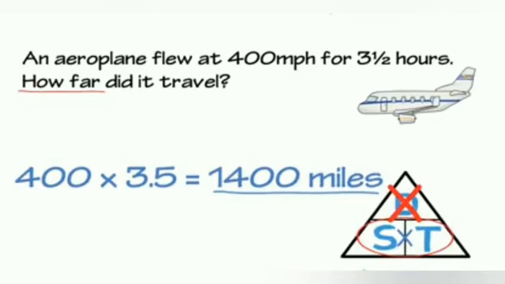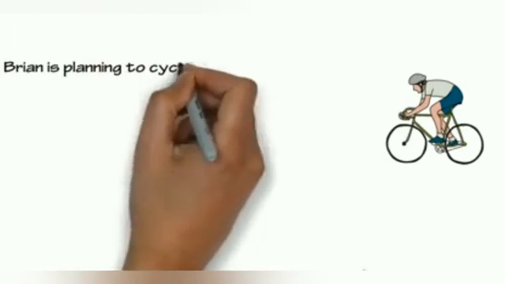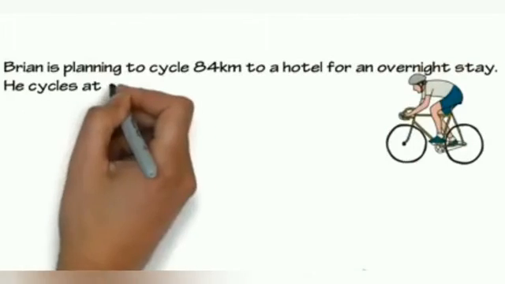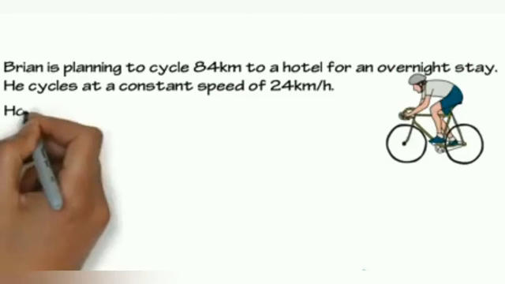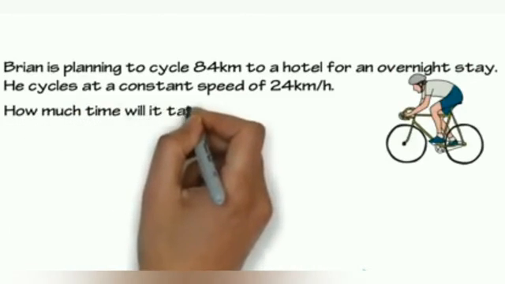Here is our final question. Brian is planning to cycle 84 kilometres to a hotel for an overnight stay. He cycles at a constant speed of 24 kilometres an hour. How much time will it take him to get there?